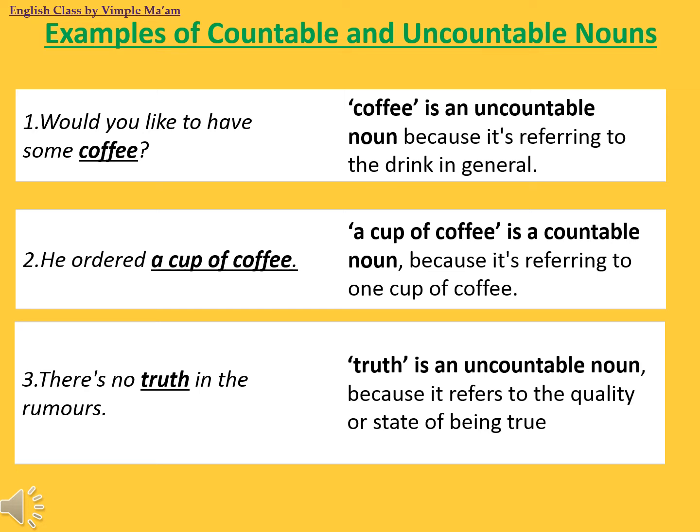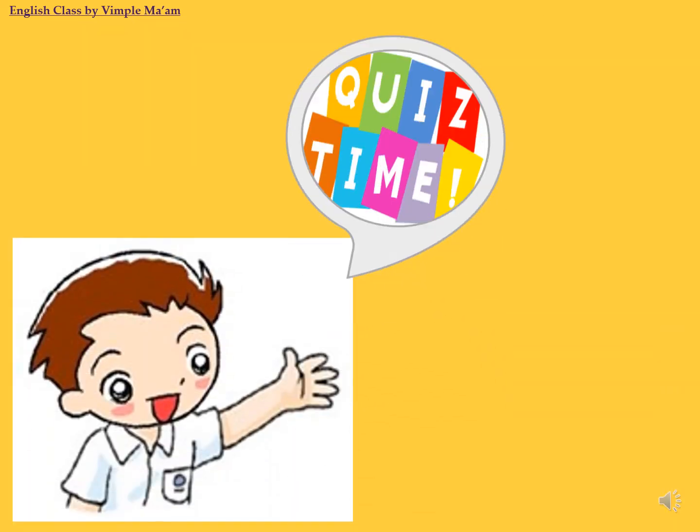Now moving over to the last example: there is no truth in the rumors. Truth is a state of being. It refers to the quality or state of being true. Well, quiz time now. Let's gear up for a recap session of countable and uncountable nouns.